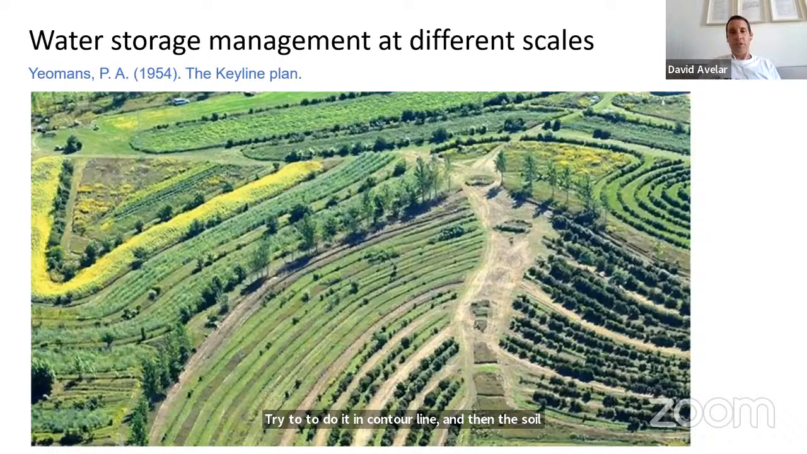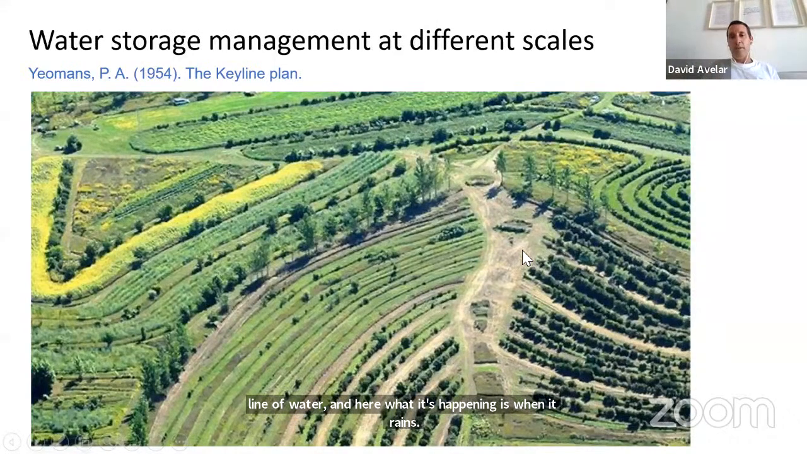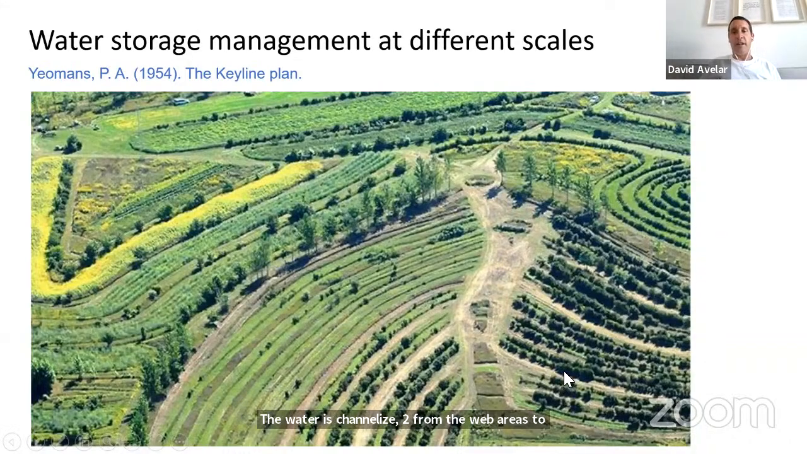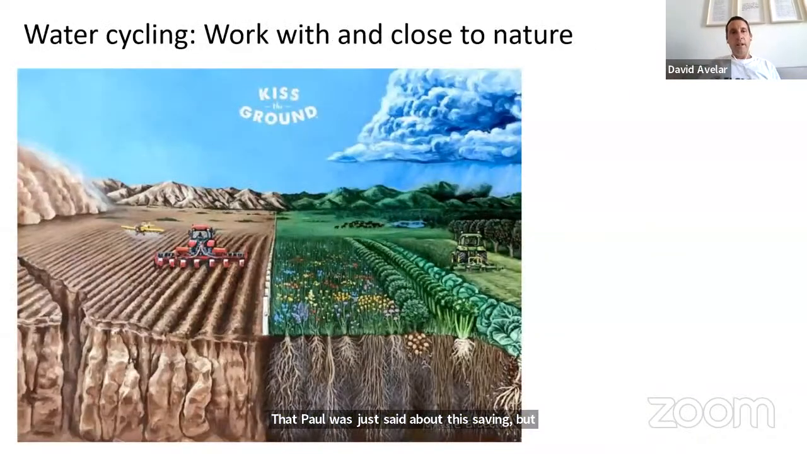Here are pictures just to give an example. In green we have also the trees, the three-dimensional aspect, and we see clearly a line of water. What is happening here is that when it rains, the water is channelized from the wet areas to the drier areas. And then you have the trees making this fence that Paul just spoke about, for shading but also windbreaks, etc. Another message is working with and close to nature to try to manage your water.